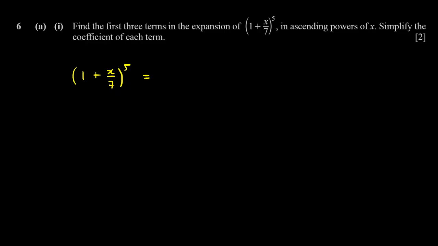Now, the way I write out binomial expansions is like this. I take the first term here, which is in this case 1, and I know that I'm going to have 1 to the power of 5, and then another term with 1 to the power of 4, and then another term with 1 to the power of 3. In other words, I've got decreasing powers here: 5, 4, 3. Then I've got the next term, which is x over 7, and this is going to have increasing powers. So x upon 7 to the power of 0, x upon 7 to the power of 1, and then x upon 7 to the power of 2.